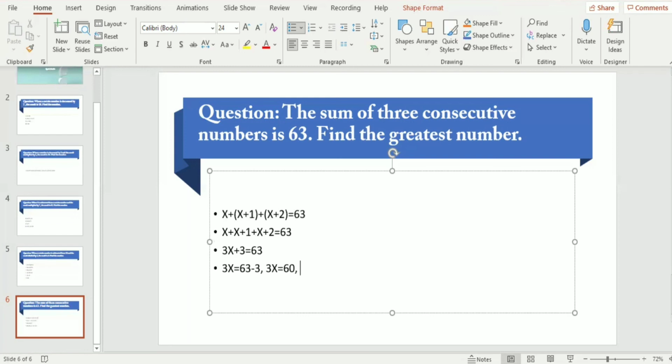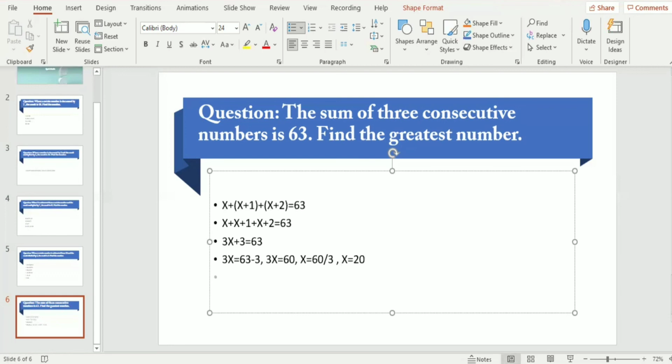Now, in order to completely solve this, we are going to divide 60 by 3, as 3 is multiplying with x here. If we take it to the other side, it is going to divide the 60. We have x is equal to 60 divided by 3, and the result is x is equal to 20.